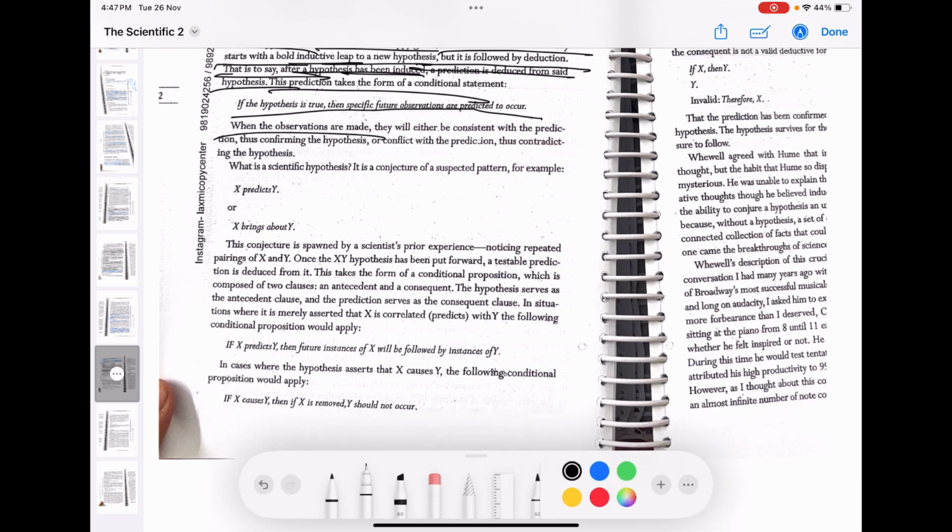When the observations are made, they will either be consistent with the prediction, thus confirming the hypothesis, or conflict with the prediction and contradict the hypothesis. X predicts Y, X brings about Y. If X predicts Y, then the future instances of X will be followed by instances of Y. Now this is what?